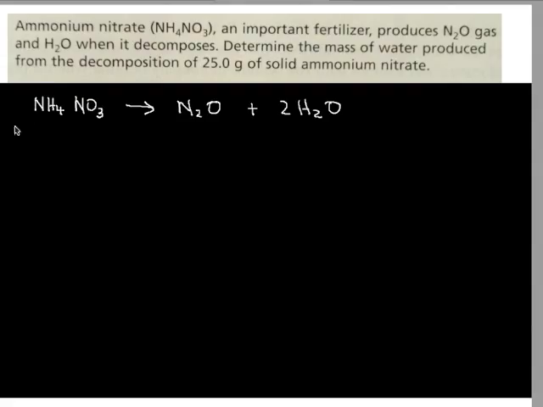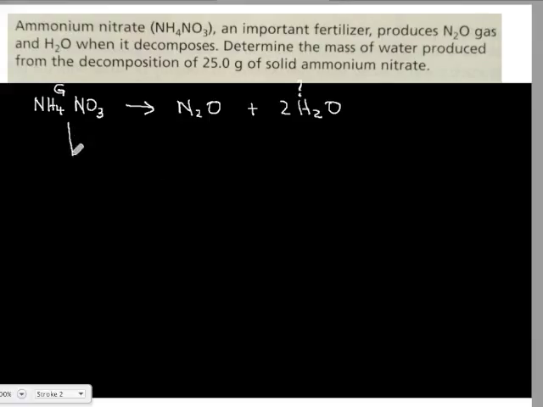Let's try another problem here. Ammonium nitrate is an important fertilizer, which produces dinitrogen oxide gas and water when it decomposes. Determine the mass of the water produced from the decomposition of 25 grams of solid ammonium nitrate. So what's given? Something is given here. And what are they asking for? Determine the mass of water produced. So water gets a question mark right over here.